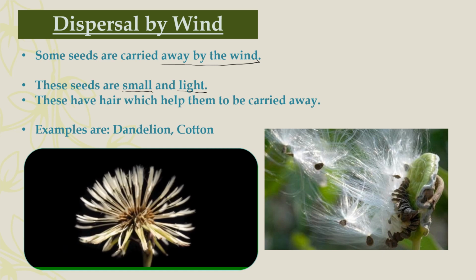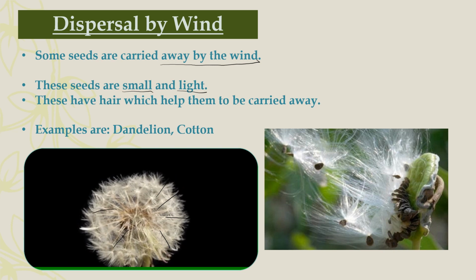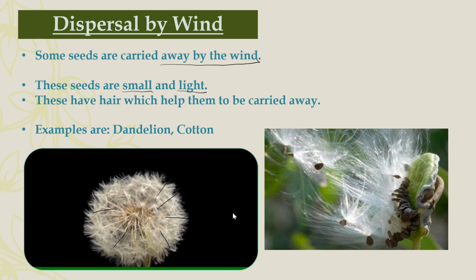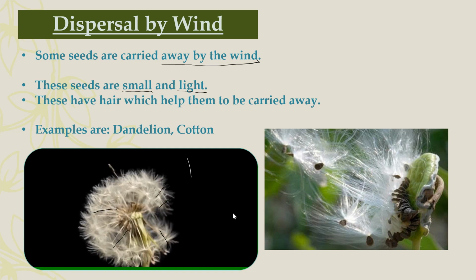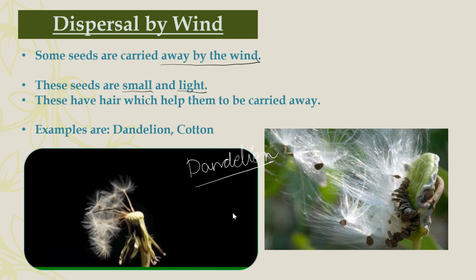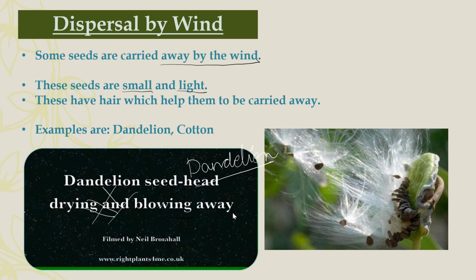These seeds have hair-like things, as you can see in this picture also, and that helps them to be carried away by the wind. Examples are dandelions and cotton. So this is the dandelion. You must have seen this plant. When the wind is blowing, these hair-like things separate from the flower, and these are the seeds. They are blown by the wind, and they go to different and far away places, and that's how they are dispersed by wind.